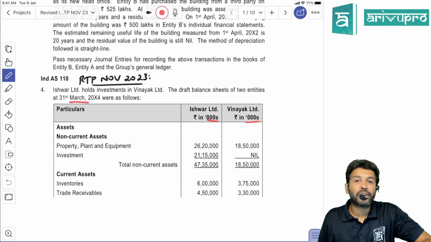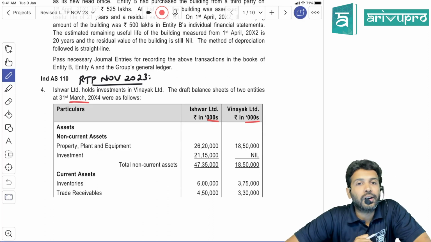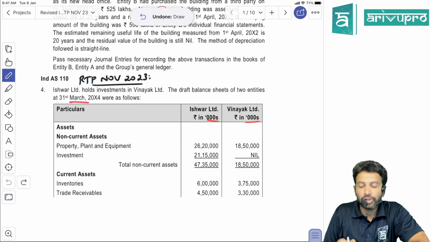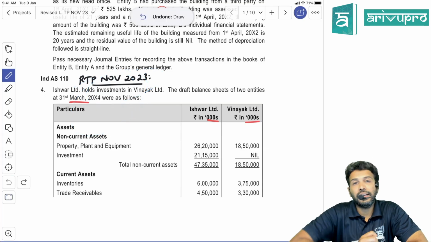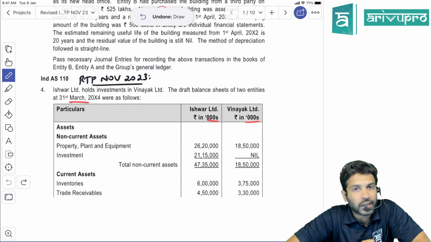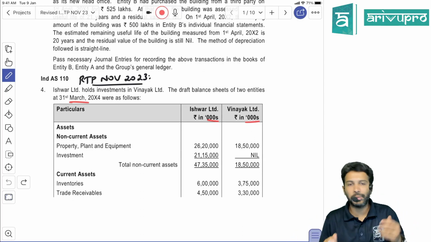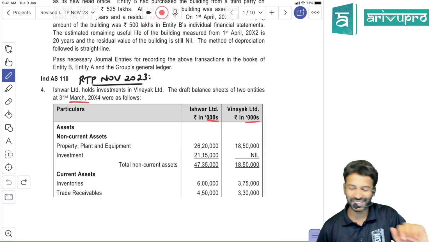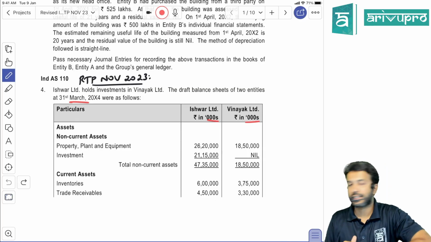So in today's session, we'll be looking at a specific question relating to IND AS 110 consolidation. In RTP November 2023, they have given a good question relating to the consolidation chapter, so that we will be going through in today's session. Okay, so that's going to be the scope. Right, so without further delay, let's get started.